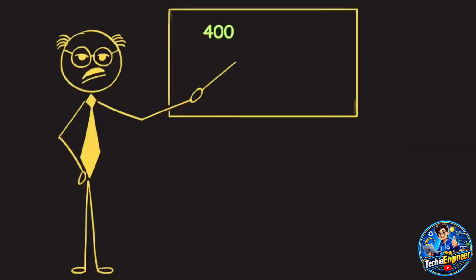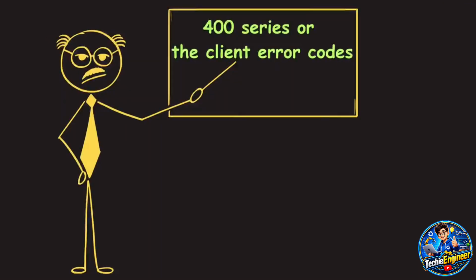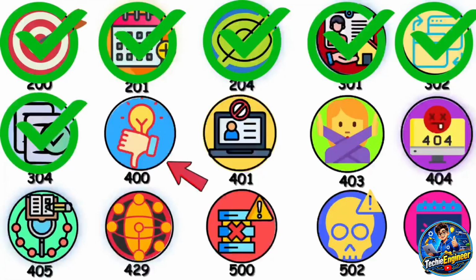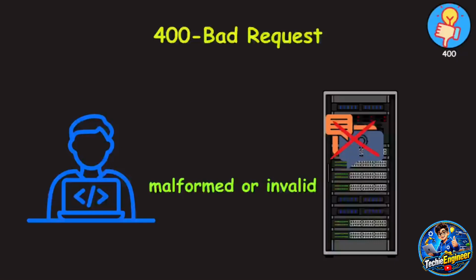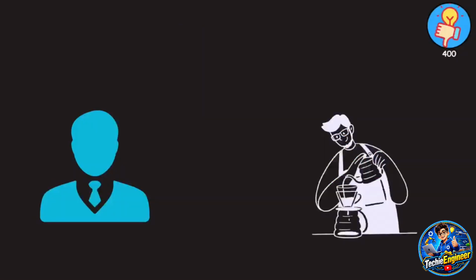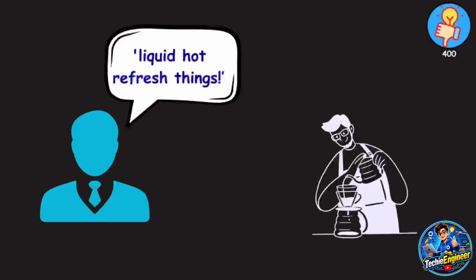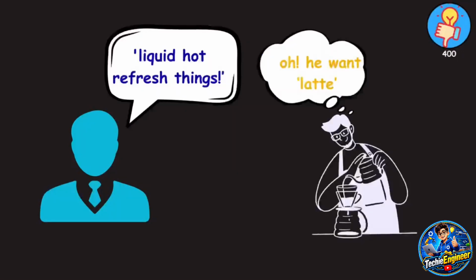Now, we hit the 400 series, or the client error codes. 400. 400, or Bad Request, tells you the server understood your request, but it's not going to process it because your request itself was malformed or invalid. Think of it like trying to order a coffee, but instead of saying latte, you just yell, liquid hot refresh things. The barista understands you want a drink, but not what kind.